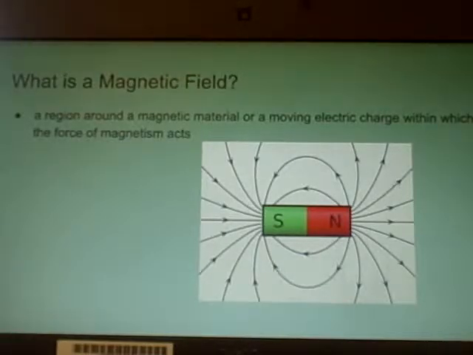Alright, that makes sense, but what causes those poles to exist? Another excellent question, Ben. We need to go down to a molecular level to explain that.